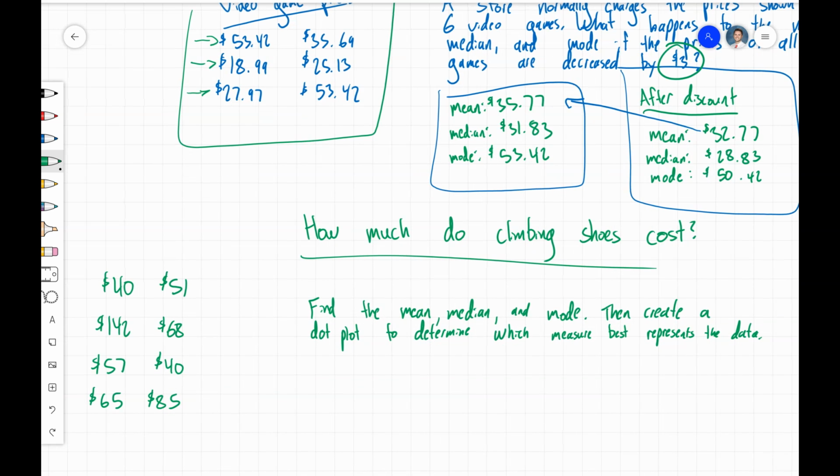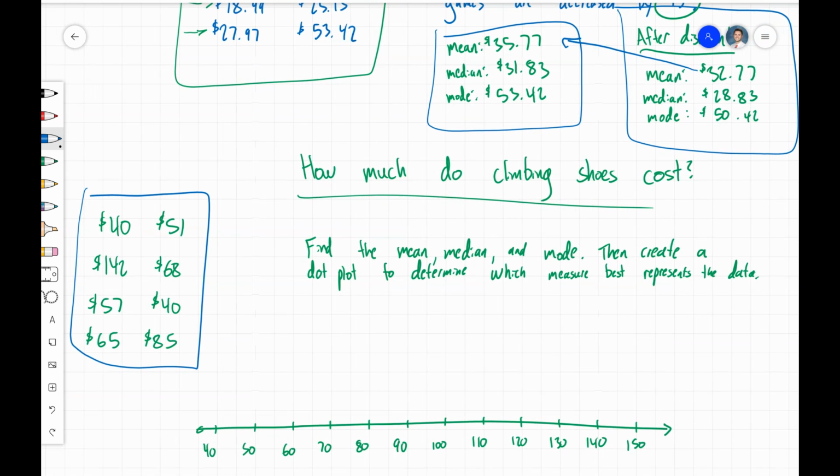Let's look at one more question. It says, how much do climbing shoes cost? And you can see off to the left here, we have the prices of 8 different climbing shoes. So we're going to find the mean, median, and mode, and then we're going to use a dot plot to determine which of those best captures the typical price of climbing shoes. So let's look first at finding the mean. We're going to add 40 plus 51 plus 142 plus 68 plus 57 plus 40 plus 65 plus 85. And then we'll divide all of that by 8.